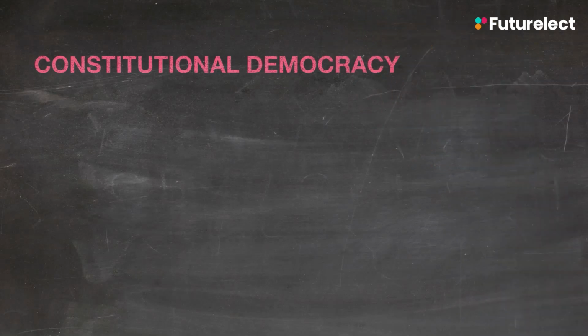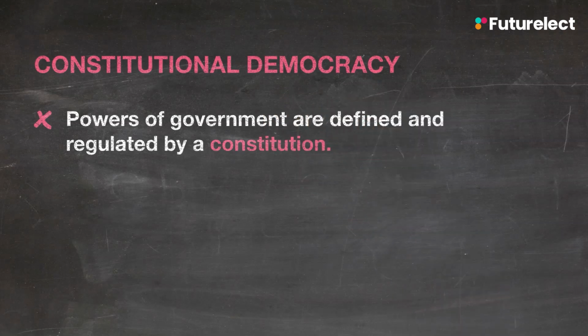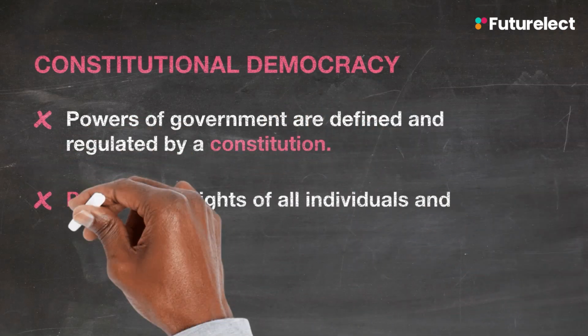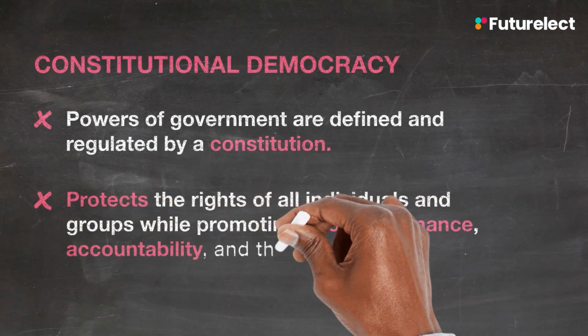Another form is a constitutional democracy that ensures that the powers of government are defined and regulated by a constitution. This form of democracy protects the rights of all individuals and groups while promoting good governance, accountability, and the rule of law.